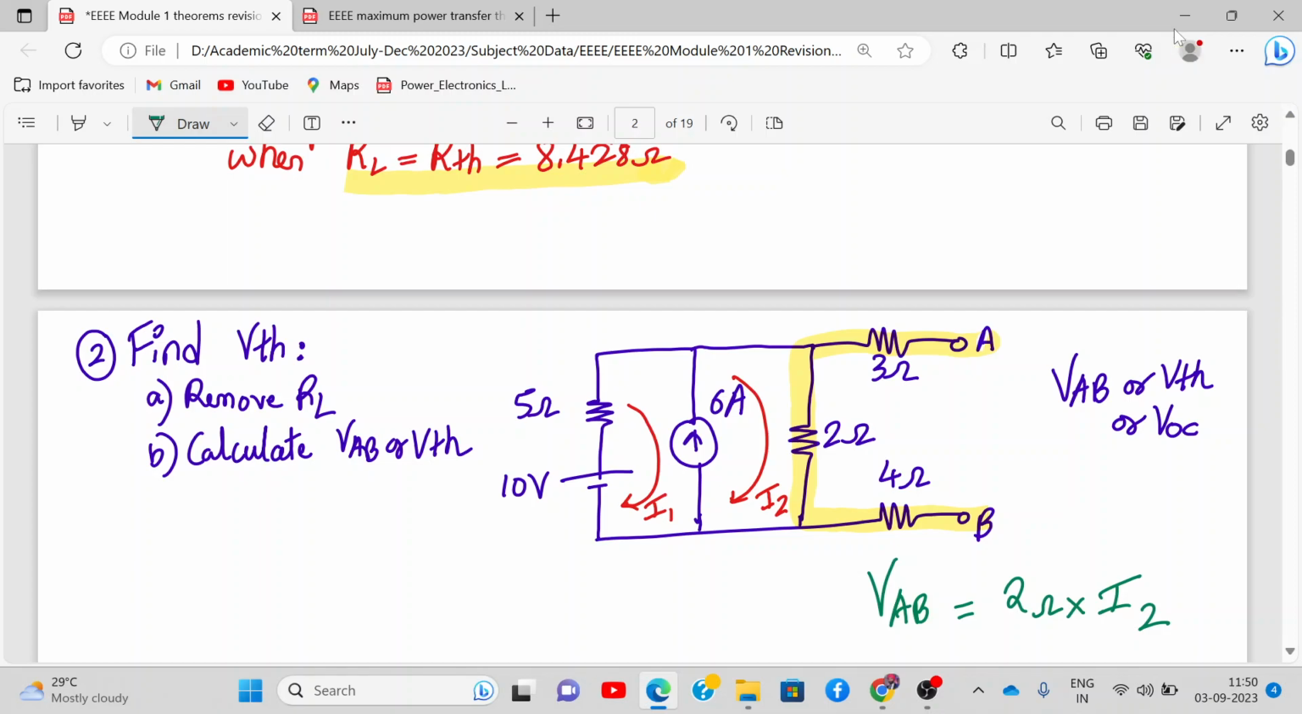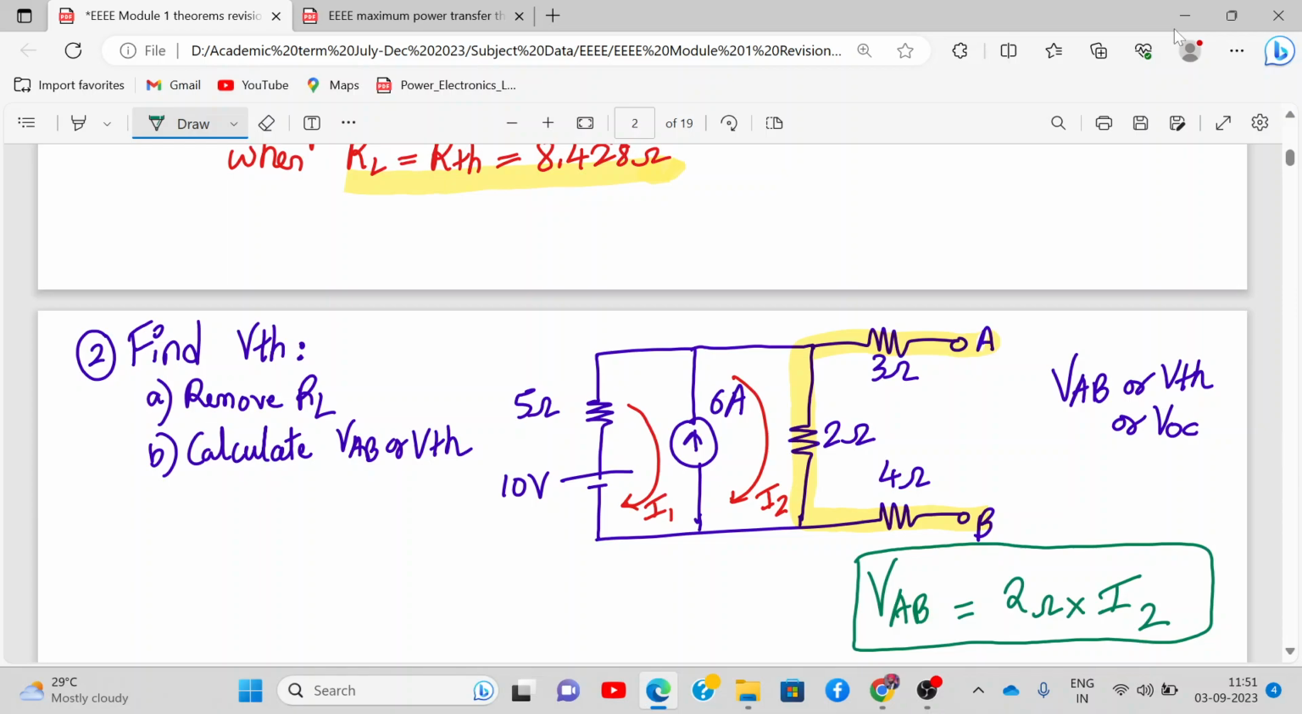Did you all get it? Why is it not minus? Because for it to be minus, the direction of I2 should have been opposite. And we are going from B to A. And why have we not considered 3 ohm and 4 ohm? Because it's open circuit, so current flowing through 3 ohm and 4 ohm is 0. Did you all get this? How we have written this formula? Yes, sir. And we need to calculate I2.